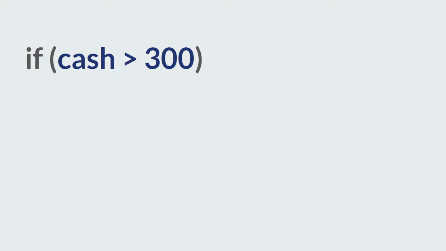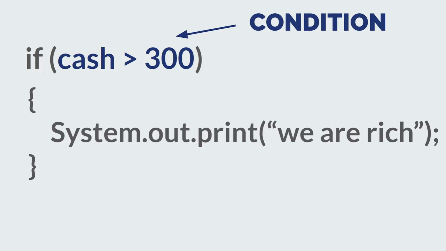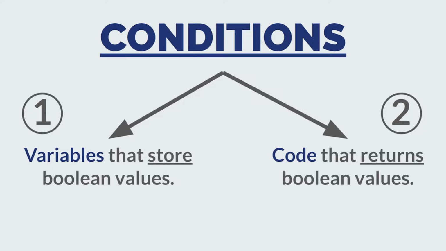In Java, we would write it like this. Lowercase if, followed by a pair of parentheses, and inside we have our condition. In this case, that's cache is greater than 300. After that, we have a pair of curly braces, and inside of that we have the code we want to run, which in this case is printing "We are rich." Remember, the text inside the parentheses is called a condition. Conditions come in two forms. One, variables that store Boolean values, and two, code that returns Boolean values.